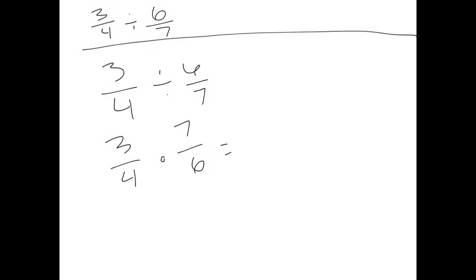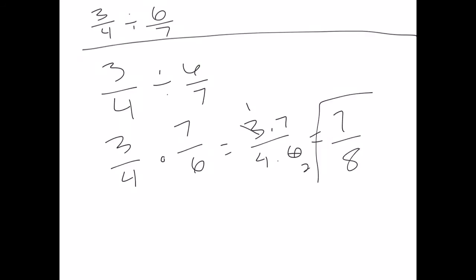That makes it 3 times 7 over 4 times 6. These two can cancel out, so that's 1 and that's 2. That equals 7 over 8, and 7 over 8 is your answer.